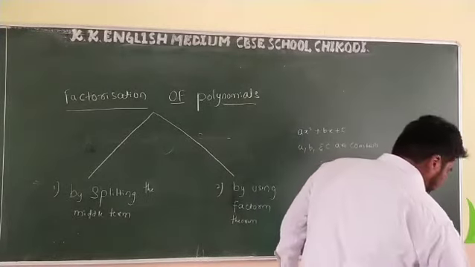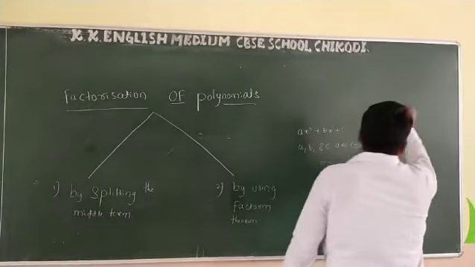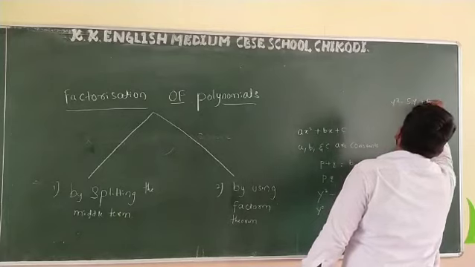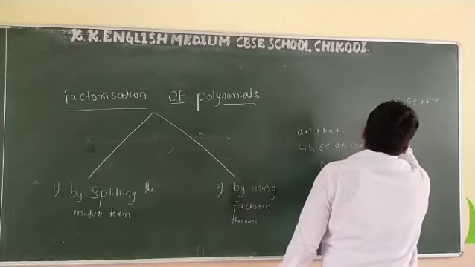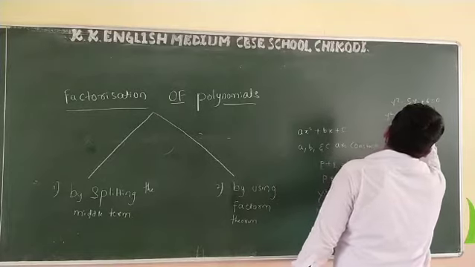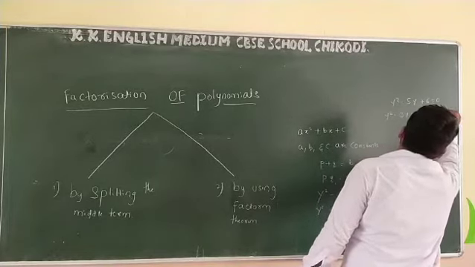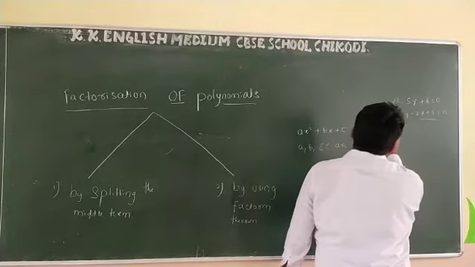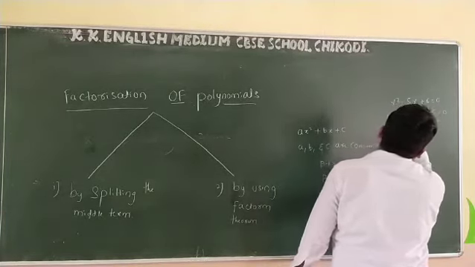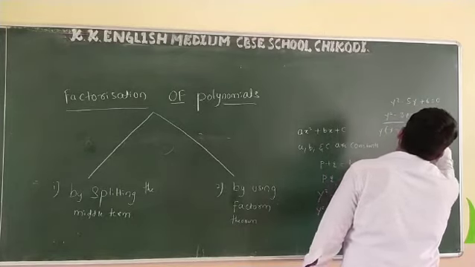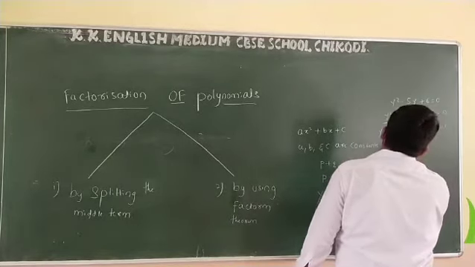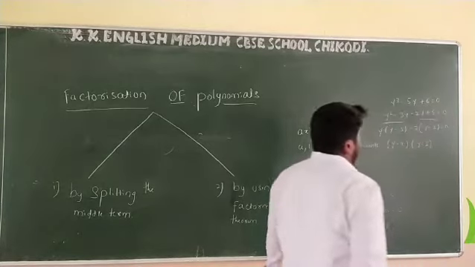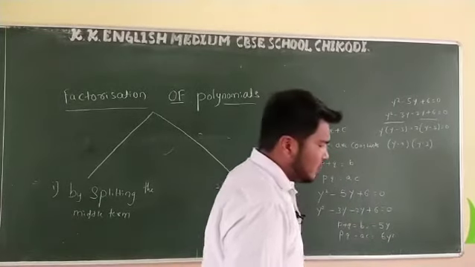So we will solve this equation: y square minus 5y plus 6 is equal to 0. That is y square minus 3y minus 2y plus 6 is equal to 0. Here y is common in the first two terms, giving y into y minus 3, and minus 2 is common in the other two, giving minus 2 into y minus 3. So y minus 2 and y minus 3 are the factors of y square minus 5y plus 6.